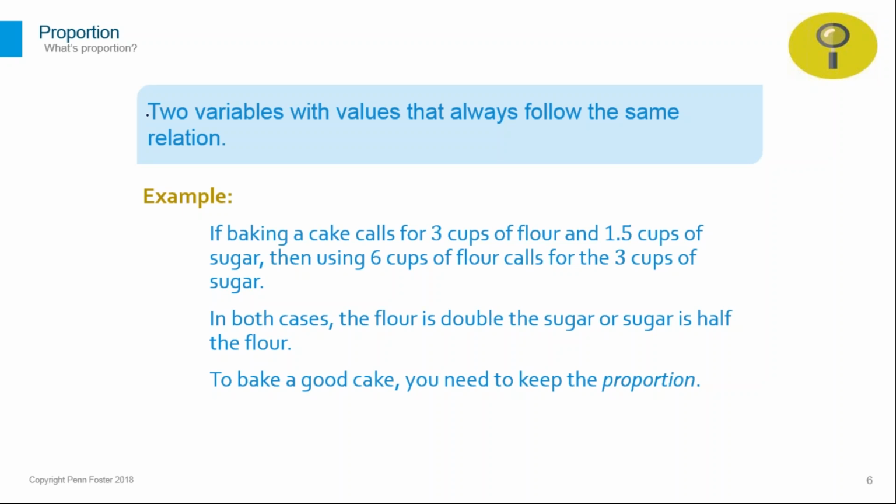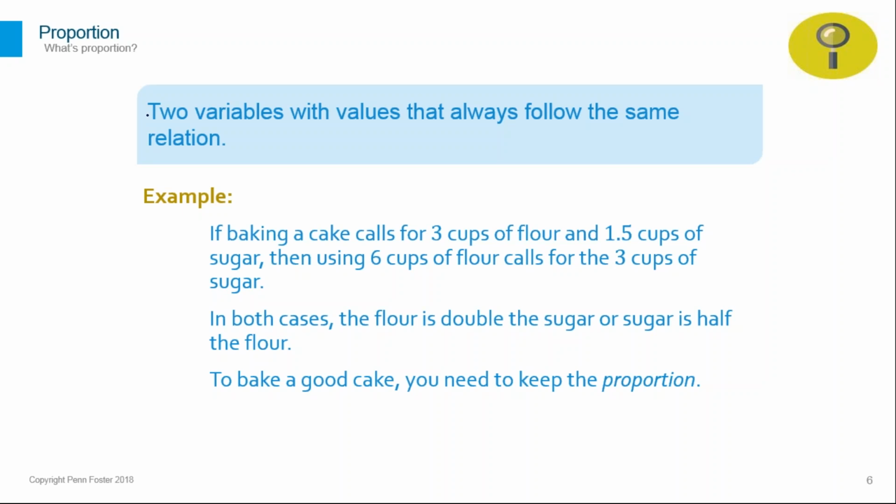So the proportion here is that if you're using 6 cups of flour, you have to use 3 cups of sugar. If you have 3 cups of flour, then 1.5 cups of sugar. As I said, the half or the double relation between the ingredients, the variables, is the relation that makes it a proportion. No matter how much you increase the flour or the sugar, they have the same relation, the double or the half. So to bake a good cake, you need to keep the proportion. This is what we mean by proportion.